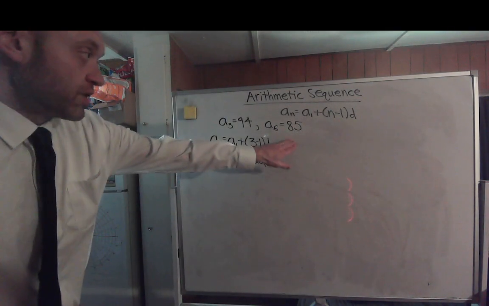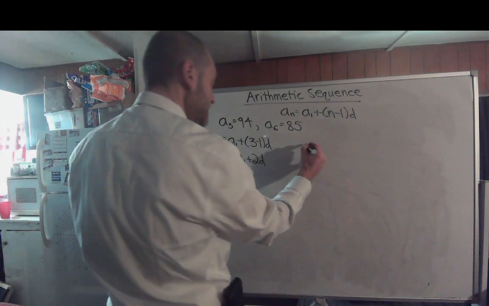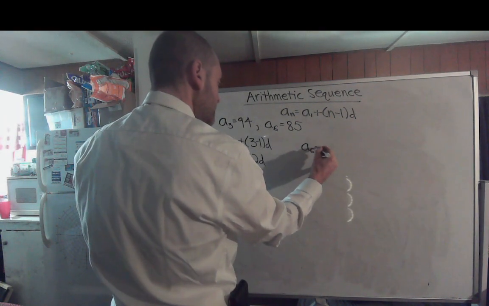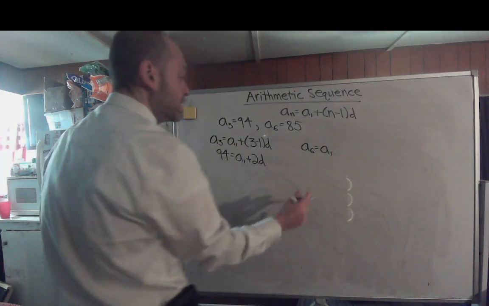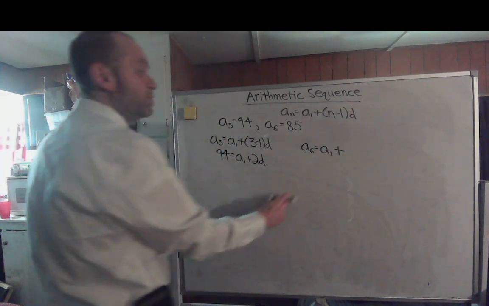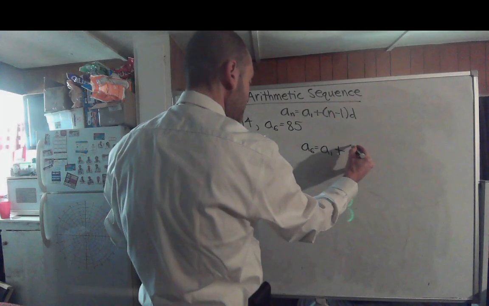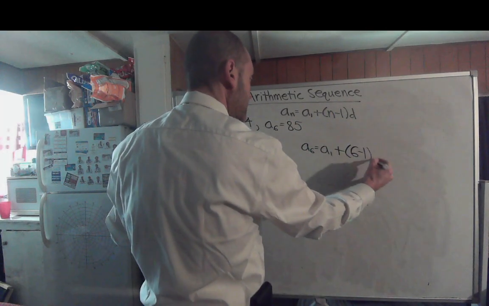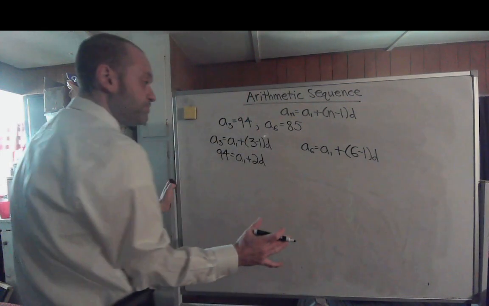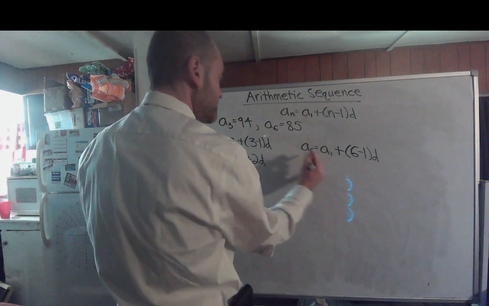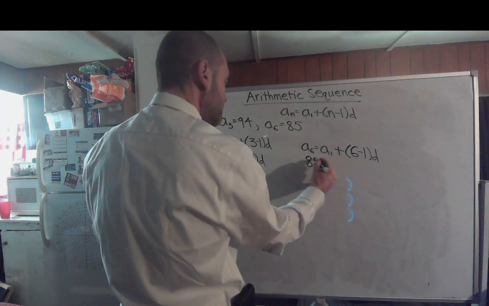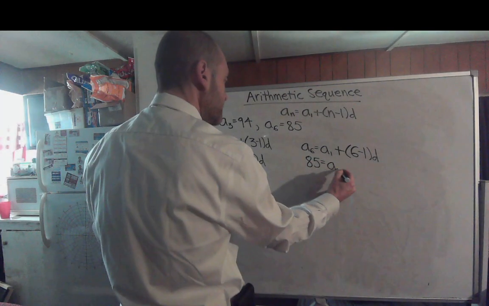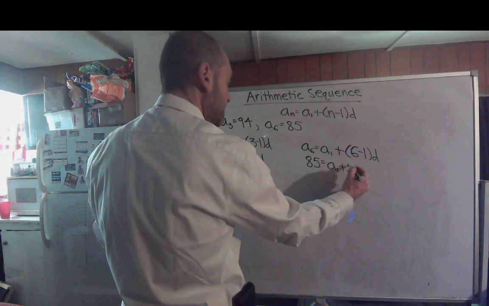Now what about for our sixth term? So a sub 6 is going to equal a sub 1 plus, now since we're dealing with the sixth term, we'll put in 6 for n, so that'd be 6 minus 1 times d. Well, a sub 6 was 85, that's going to mean 85 equals a sub 1 plus 5d.